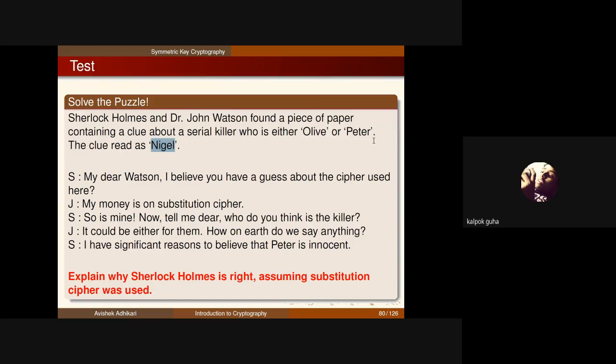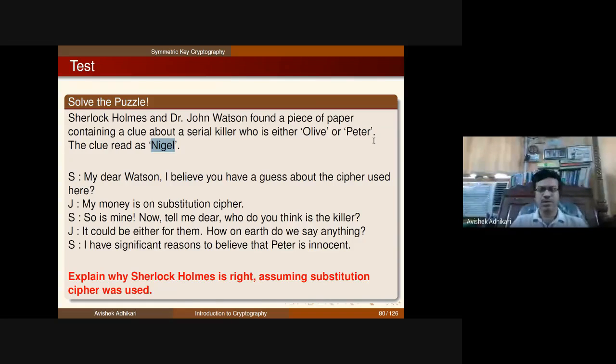For the substitution cipher, every alphabet goes into a distinct alphabet. So here E cannot go to I and E both. So yes, Peter must be innocent. Good. So distinct alphabets will go to distinct places.